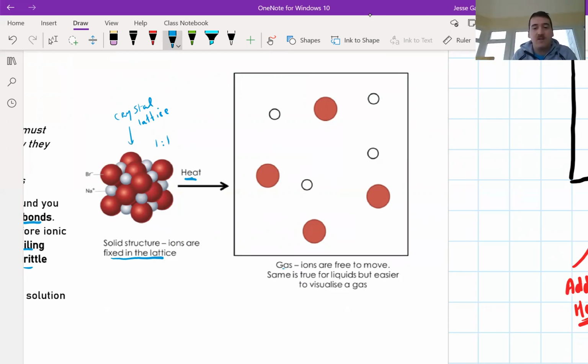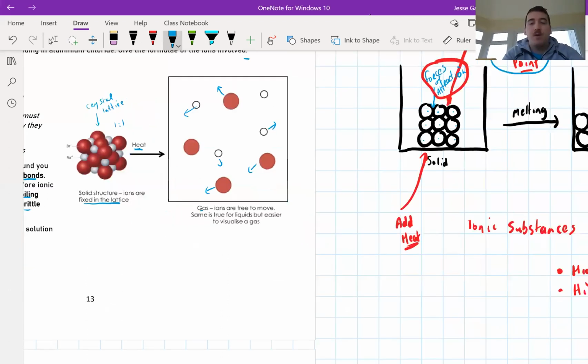And in a gas, these ions are free to move, so they're able to spread around now. They're moving freely. They're not stuck together anymore. So this is what happens when we turn into a gas. The same is true for liquids, but it's easier to visualize if we look at a gas. So again, these are free to move around the place. They cannot do that when they are solids. High melting, high boiling points. That's a really important property.